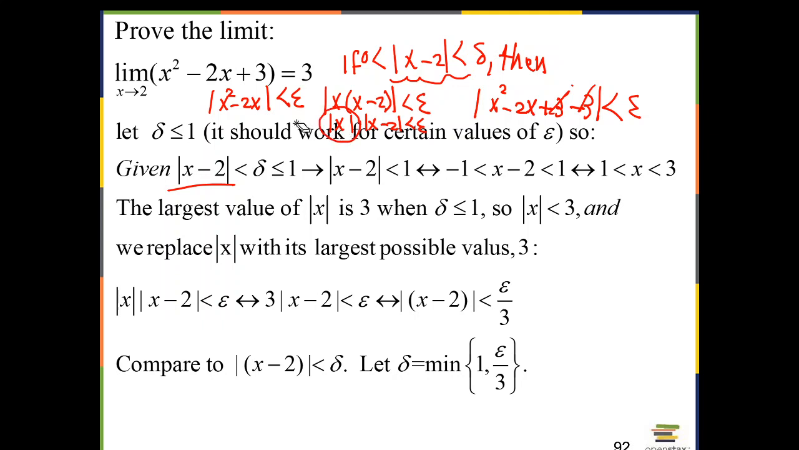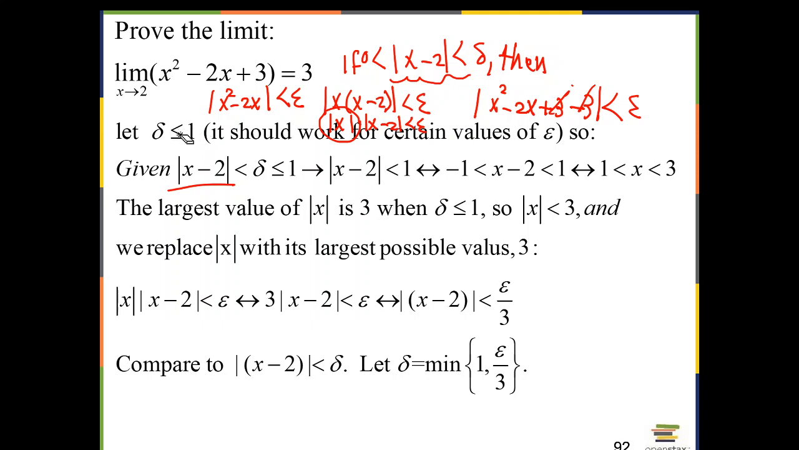And to do that, we use this trick here, okay? So we let delta be less than or equal to 1. Now obviously for some epsilon values this delta will work, right? So we just let it be less than or equal to 1. You can pick 2 or 3 or whatever positive number you like. You just try one delta, and we know that delta will work for some epsilon values. So let it be less than or equal to 1.